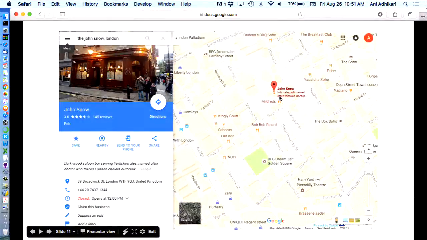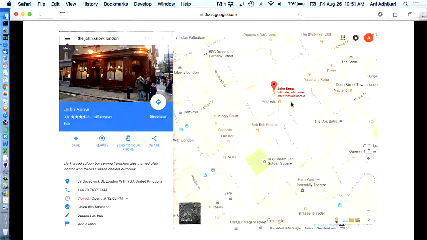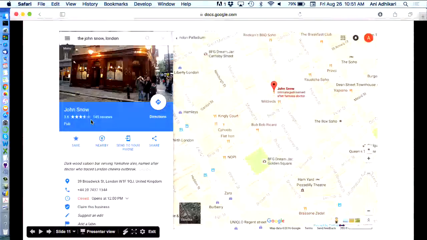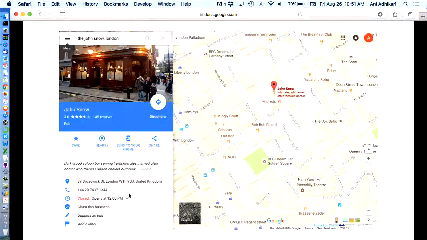And that, trust the British to know how to recognize one of their geniuses. They've named a pub after him. That's the John Snow, and just so that you are completely well informed, it has almost 4 stars. You've got an address, you've got a phone number, and there's a Uniqlo right here. You'll feel right at home.